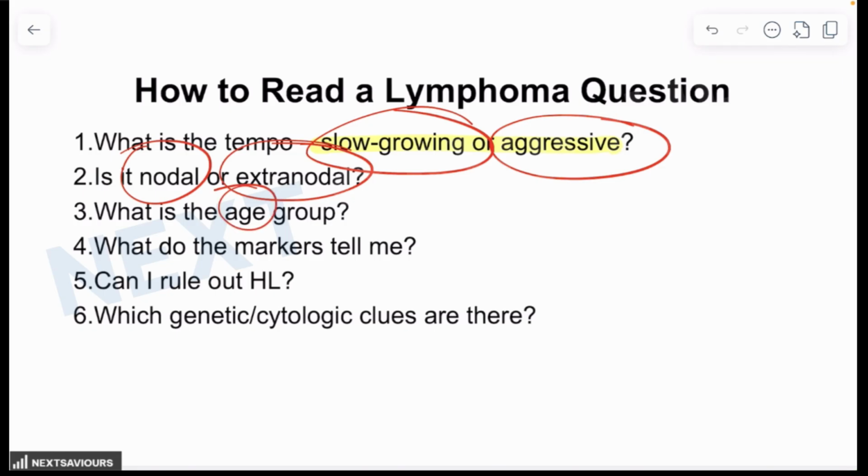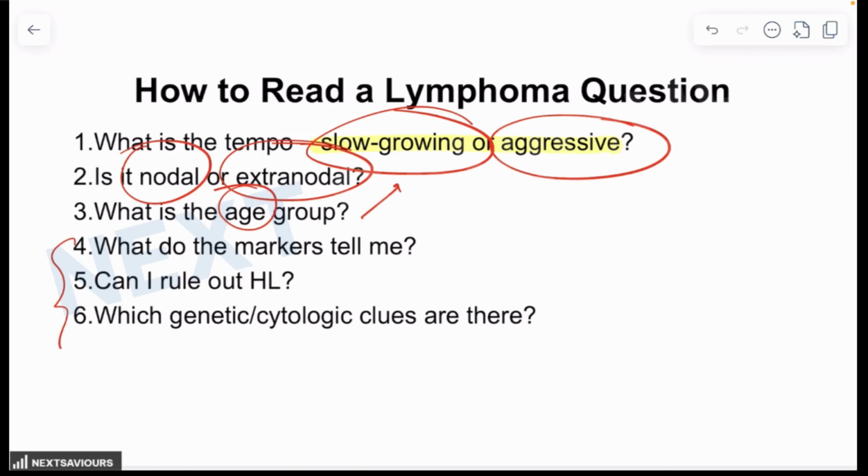Now, what is the age group? As you know, if the child is affected, then possibly you might think about Burkitt's lymphoma. If the elderly is affected, then you have to think about follicular involvement. If there is a middle age group affection, then in that case you have to think about the diffuse large B cell lymphoma and so on. So age is also important for you to reach the diagnosis.